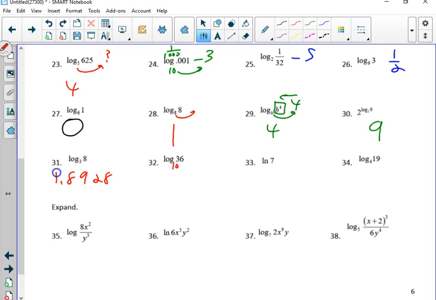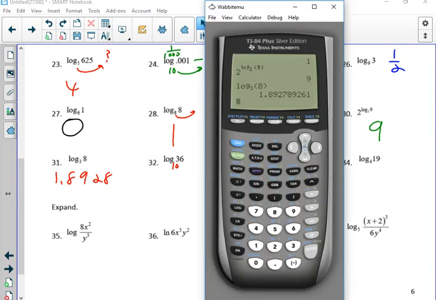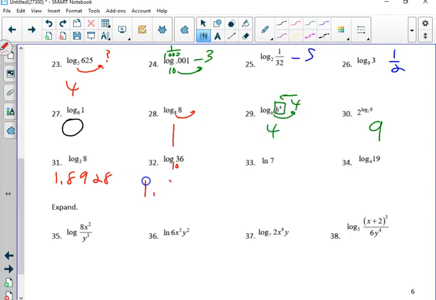Remember, this is a 10 right here. 10 to what power is 36? Well, let's think about it. 10 to the first is 10. 10 squared is 100. It's going to be 1 point something. Let's let our calculator help us out. Math, log base, 10 to the 36. And there it is. 1.5563, rounded out to 4 places.